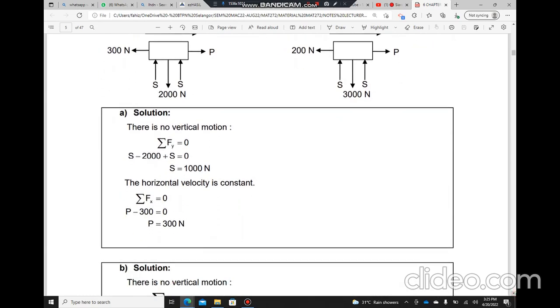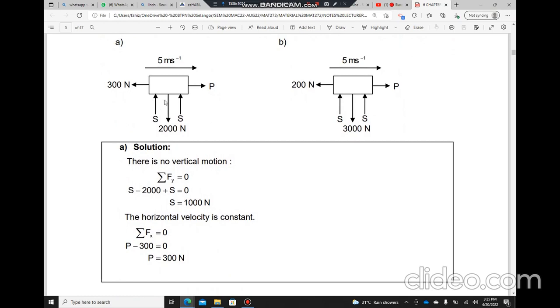Kalau dia ada pergerakan. Okay, untuk Fy, means okay Fy untuk vertical. Okay, S dia ke atas, so S minus 2000. Okay, minus 2000 plus S. Sebab kat sini ke atas kan. S kalau awak tengok kat sini, okay, nilai S. Okay, this one kan dia ada positif S, positif S. So that's why S. Okay, then kat sini S 2000. So S 2000 di ke bawah.